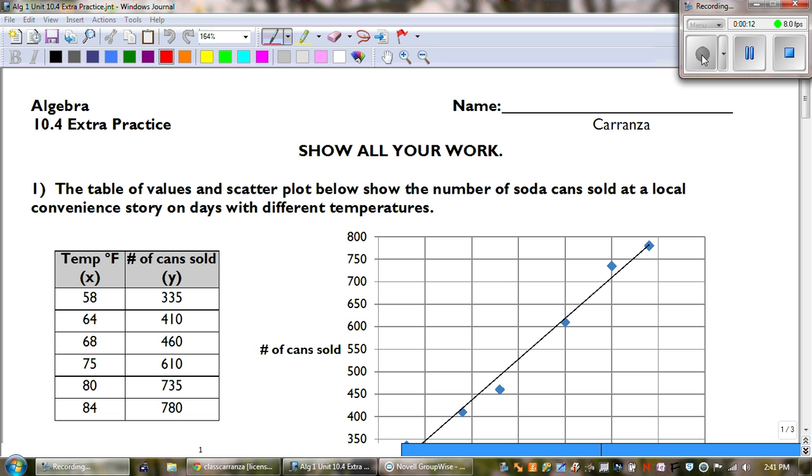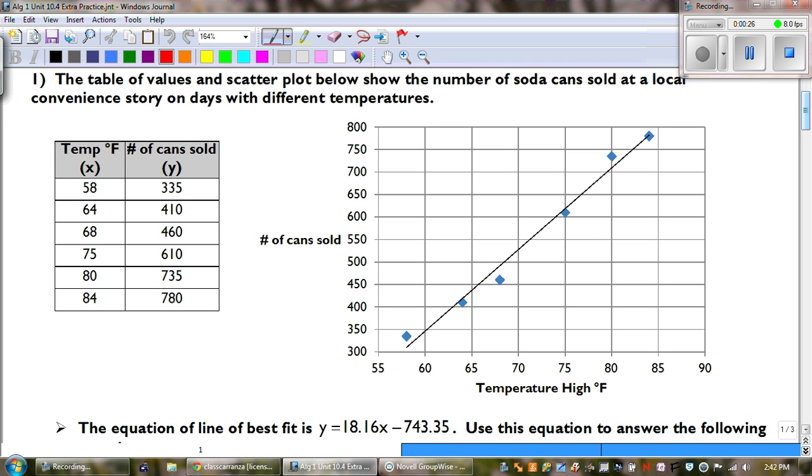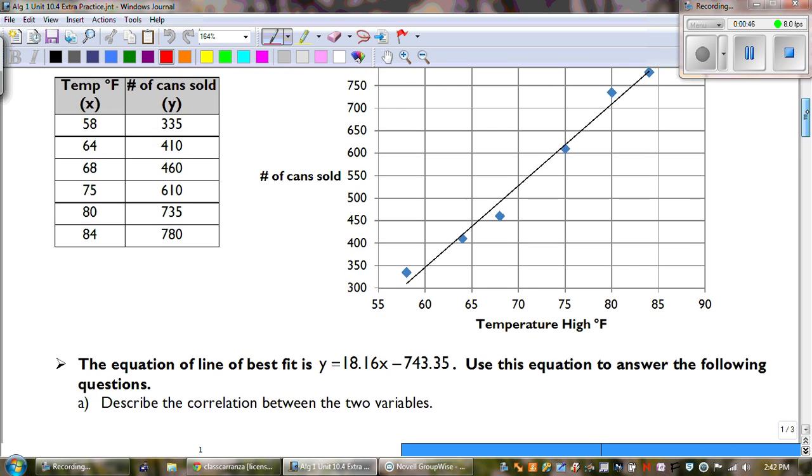So, the table of values and scatter plot below show the number of soda cans sold at a local convenience store on days with different temperatures. So, there's all of our information. And it says the equation of the line of best fit is 18.16x minus 743.35. Use the equation to answer the following questions. Describe the correlation between the two variables.